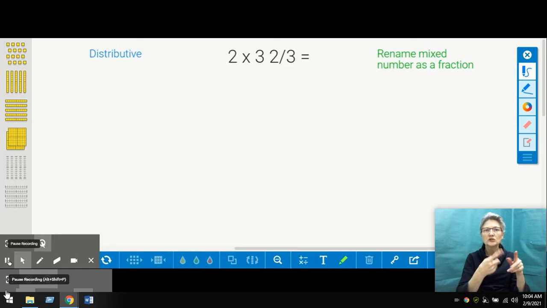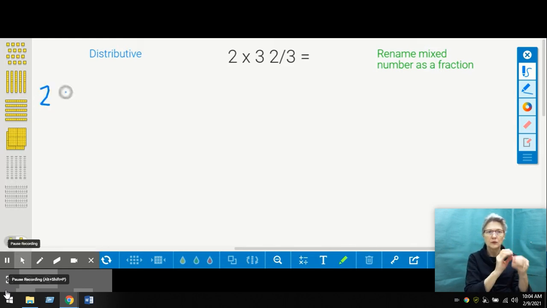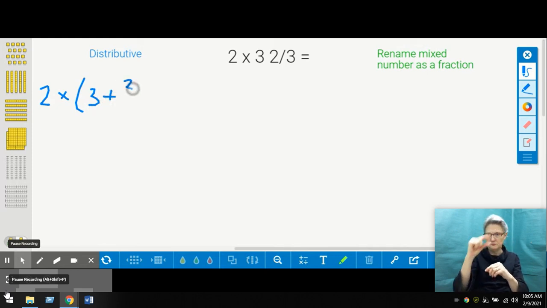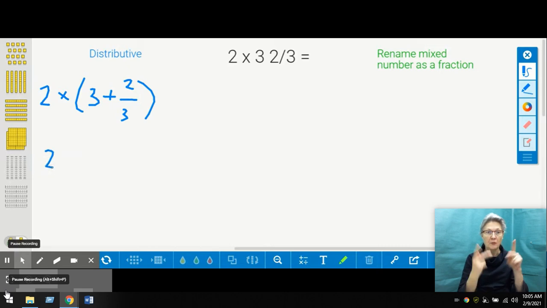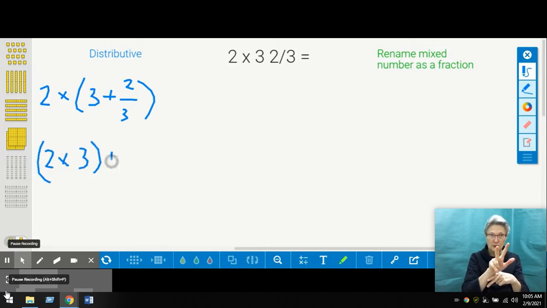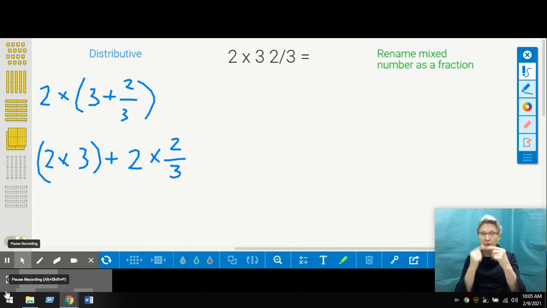So the distributive property is where I'm multiplying my whole number and I'm thinking of my mixed number as the whole number plus the fraction. So what I'm going to do is multiply my whole number 2 times 3, and then I'm also going to do 2 times 2/3 because I'm thinking of my 3 and 2/3 as 3 and 2/3, right? I'm kind of breaking it apart into those two, and I'll add those together.